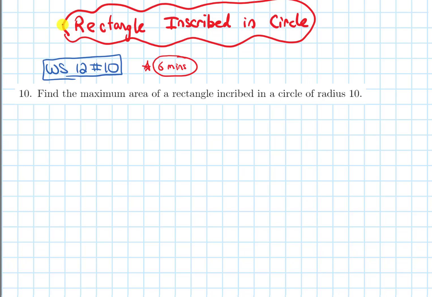In this discussion video, we'll do an optimization problem involving a rectangle that's inscribed in a circle. The problem asks us to find the maximum area of a rectangle inscribed in a circle of radius 10. I want to first give you 6 minutes to try this problem. Pause the video in 4, 3, 2, 1. Pause it and try it for 6 minutes.